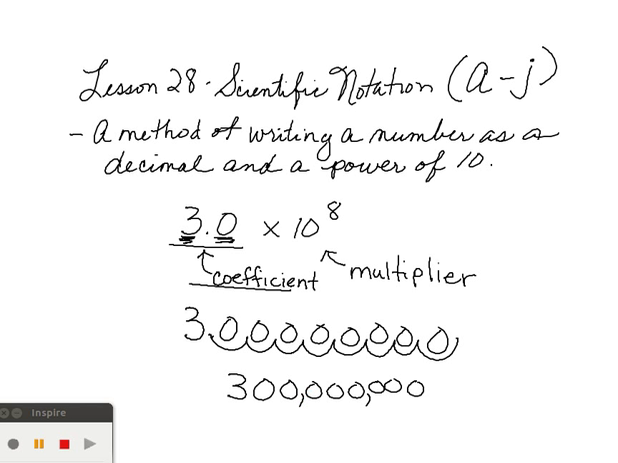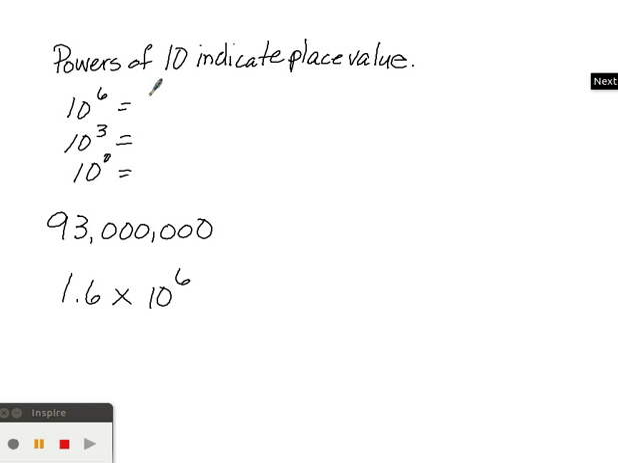Scientists use scientific notation because this many zeros in a textbook would become cumbersome, and most scientists understand the powers of 10. And powers of 10 indicate place value. For instance, 10 to the 6th is written as a 1 with 6 zeros, or 1 million. 10 to the 3rd is 1,000, a 1 with 3 zeros.